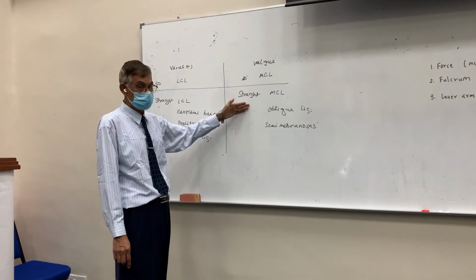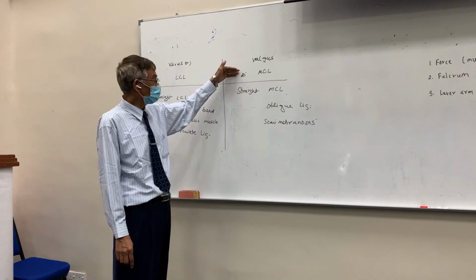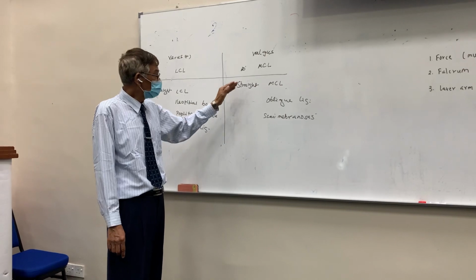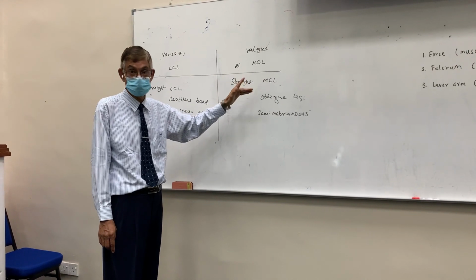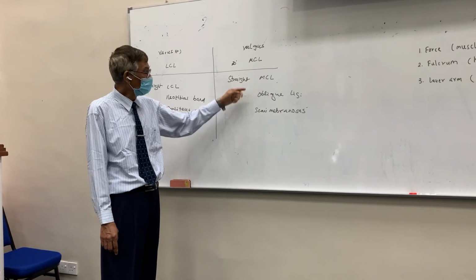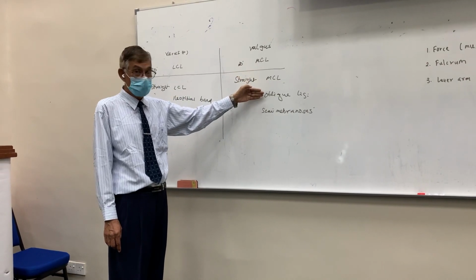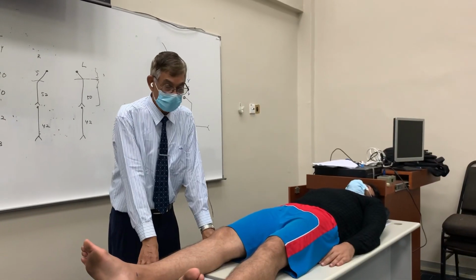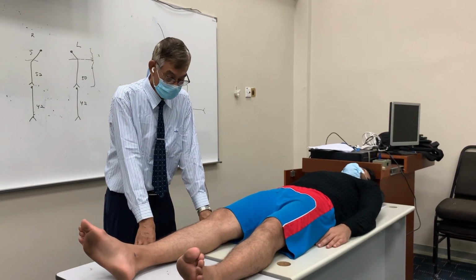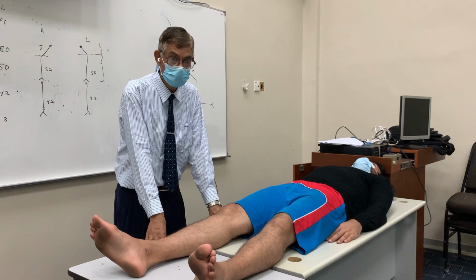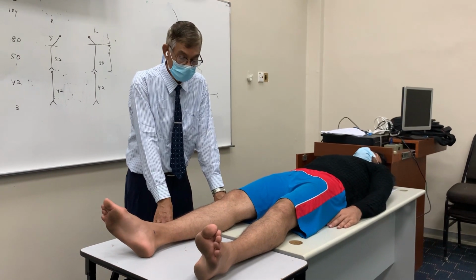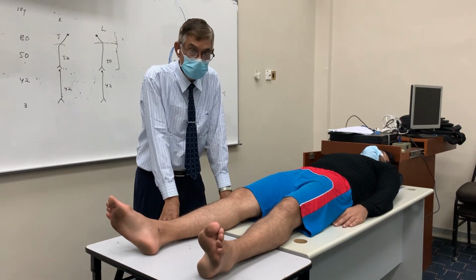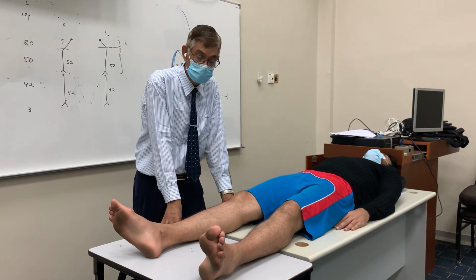Okay, valgus stress test. If 30 degree is positive, only the medial collateral ligament. In straight, if the valgus stress test is positive, it is complex: medial collateral ligament, oblique ligament, and semimembranosus. Okay, that's all. Second is the cruciate ligament. The cruciate ligament is an intra-articular ligament.